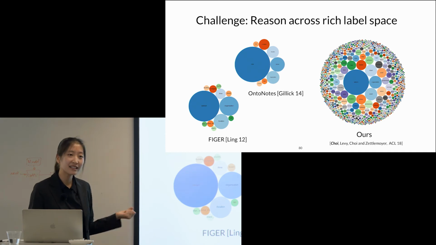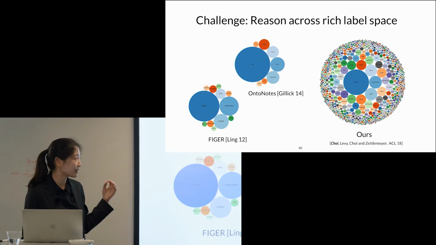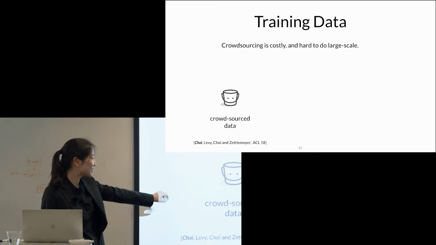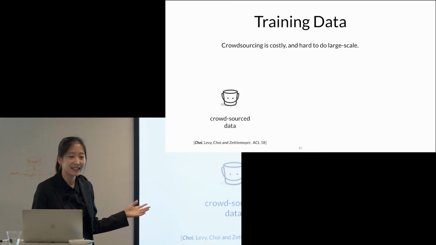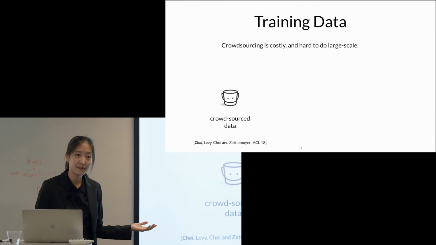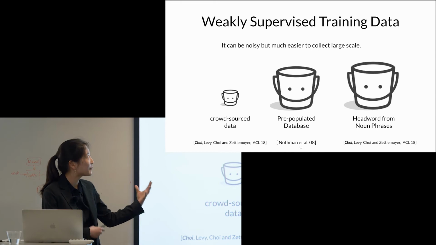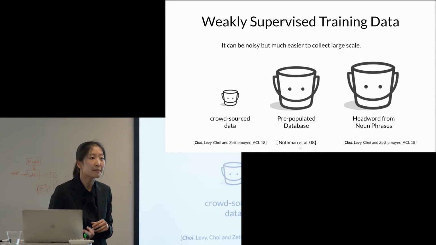So I'm going to talk a little bit about what kind of training data we can use to actually do this kind of detailed inference. So one thing is using the crowdsourced data. We can collect it with Mechanical Turk, but it's kind of costly and hard to do at large scale. So we are going to turn aside and look into weakly supervised training data, which you can get for free, but it's somewhat noisy.